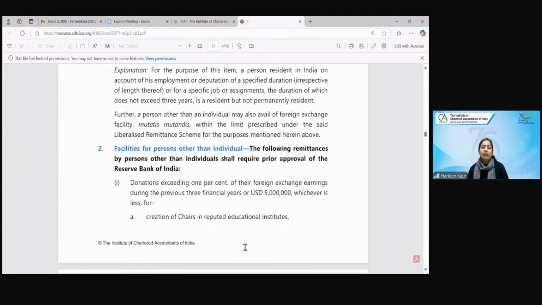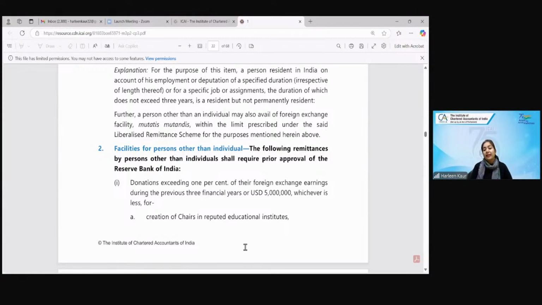Now let's talk about the facility for persons other than individuals. Here we were talking about the individuals who are utilizing the foreign exchange. So what you have to learn over here is up till 2,50,000 USD, the amount is exempt, but beyond that, approval of RBI is required. It's not that you cannot take money outside beyond that. You can take, but approval of RBI is required.